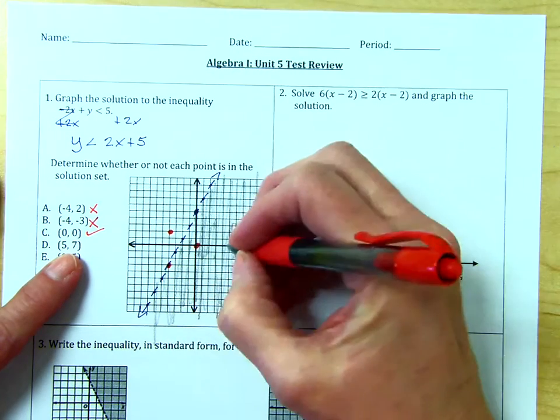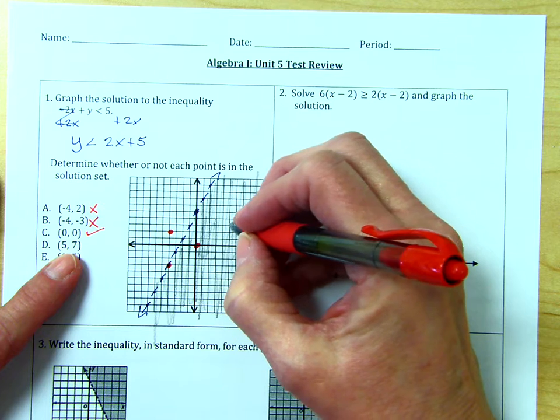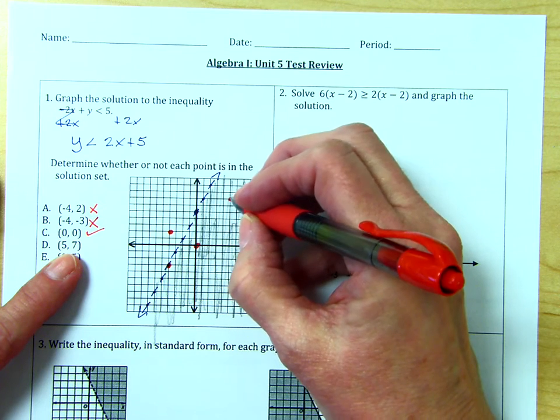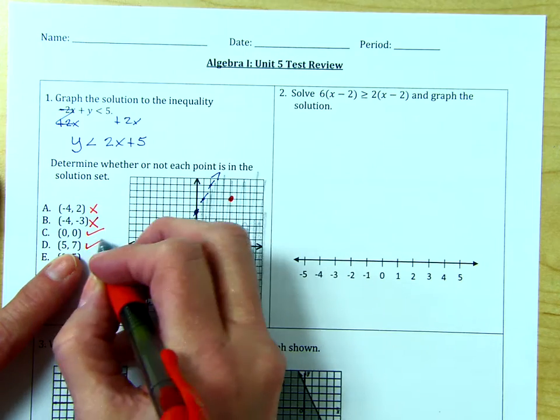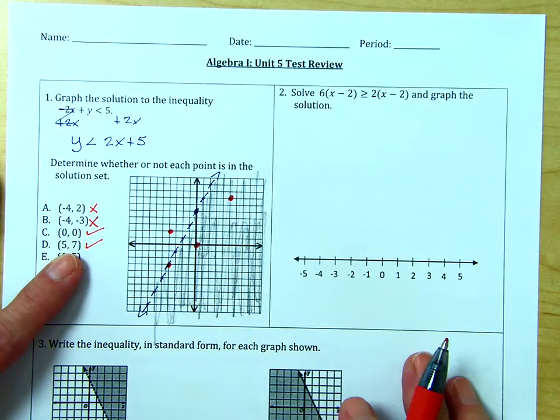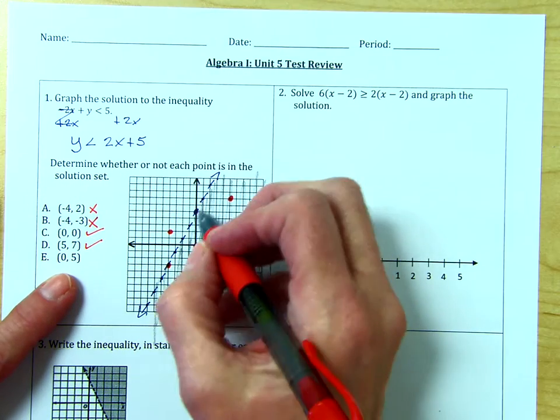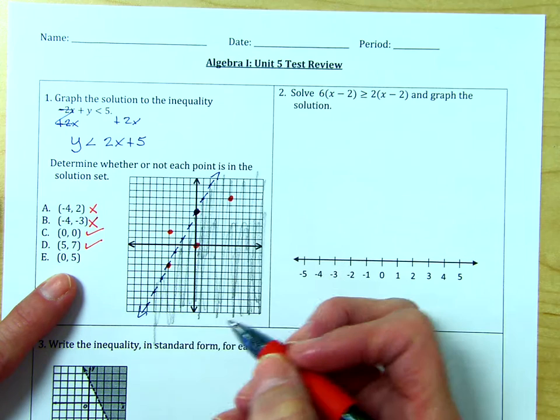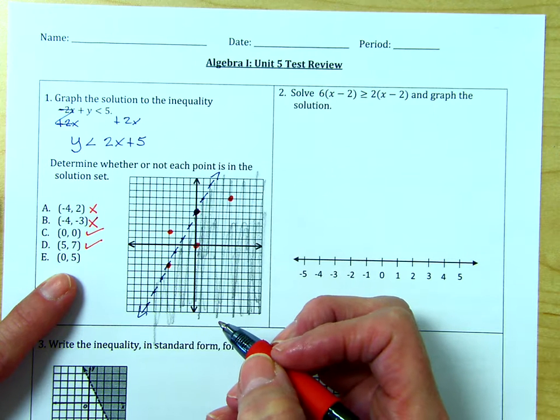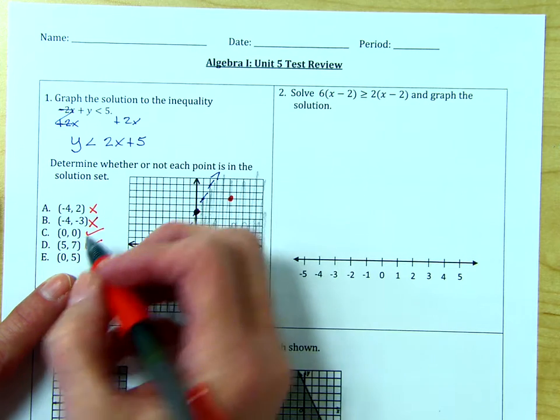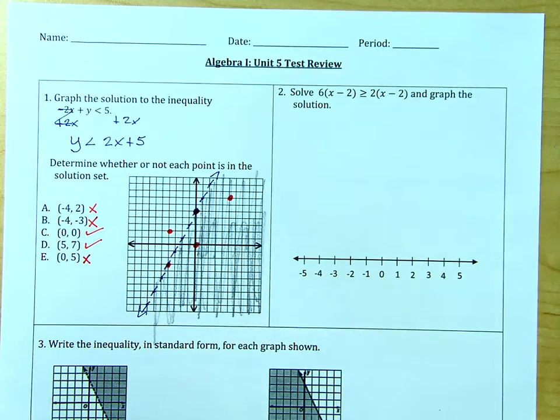Over 5, up 7. So there's 5, 1, 2, 3, 4, 5, 6, 7. This is a solution because it is in the shaded area. And then 0, 5. Again, this one is on the line, so this is not a solution.